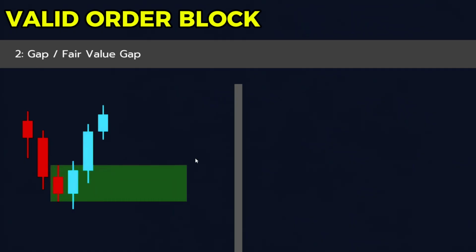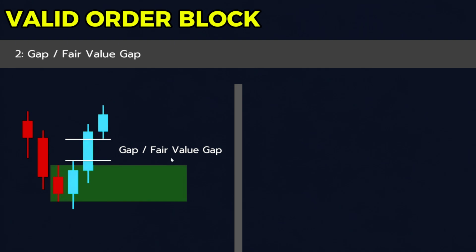Next, the second gain is the gap and the fair value gap. There are examples to see both the usable and the unusable. On the left-hand side, you will see an order block. When the order block occurs, there is an imbalance. This area is a fair value gap or a price gap.